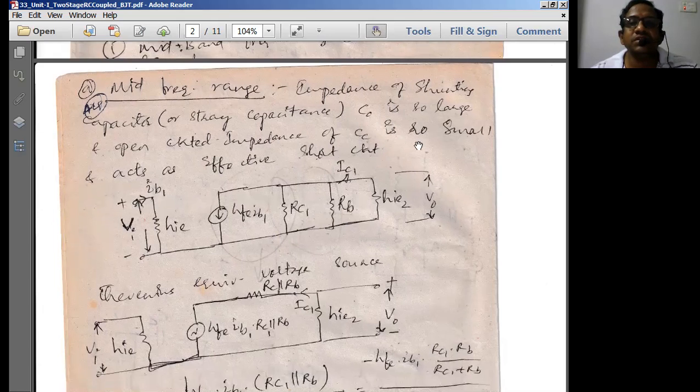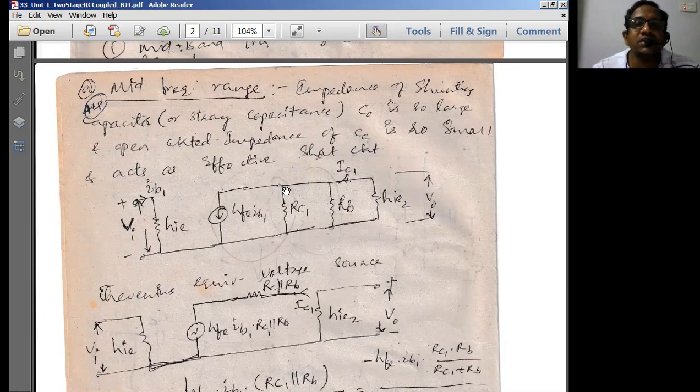Next, the impedance of CC is so small that it acts as an effective short circuit. This capacitor CC is going to act as a short circuit because at operating frequencies, the blocking capacitors called CB and CC normally work like short circuits, as we discussed earlier.